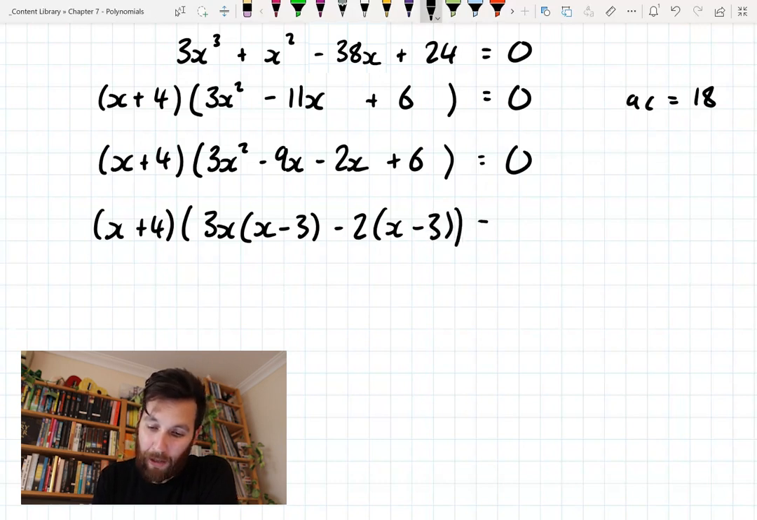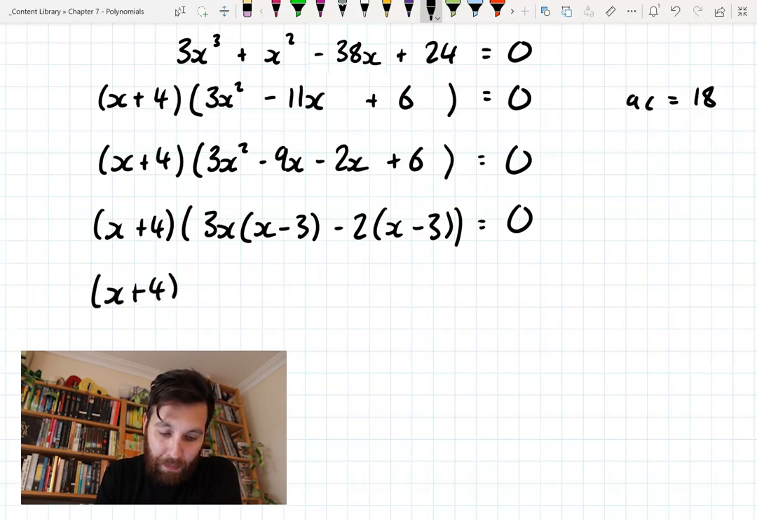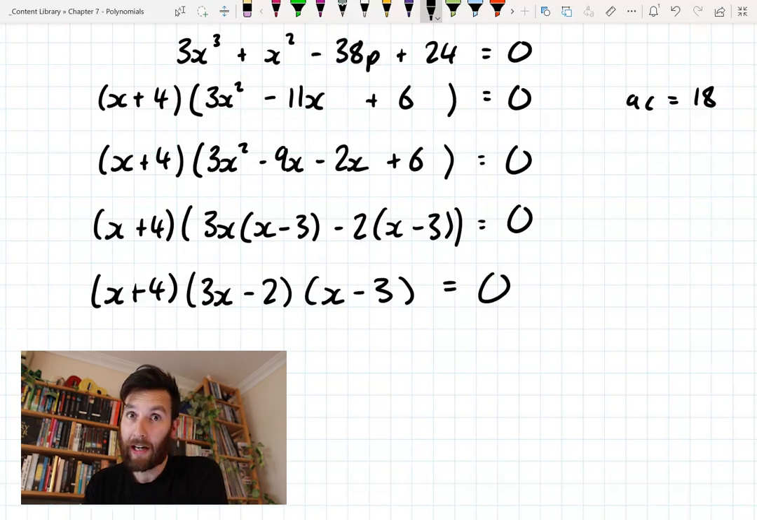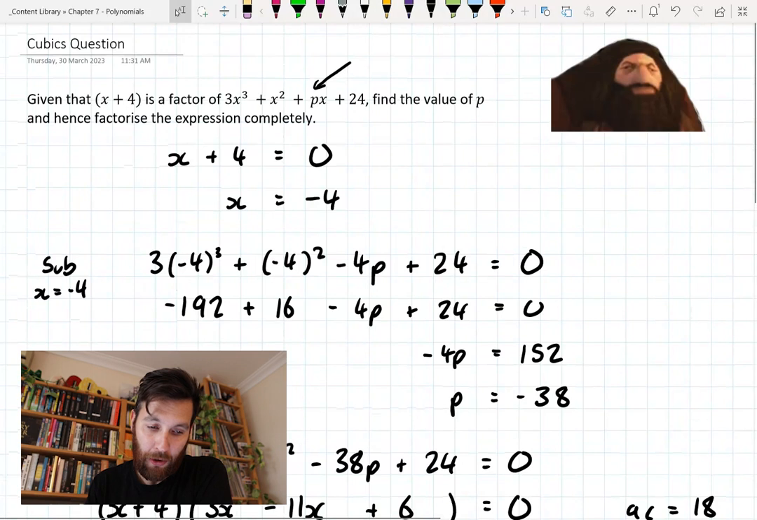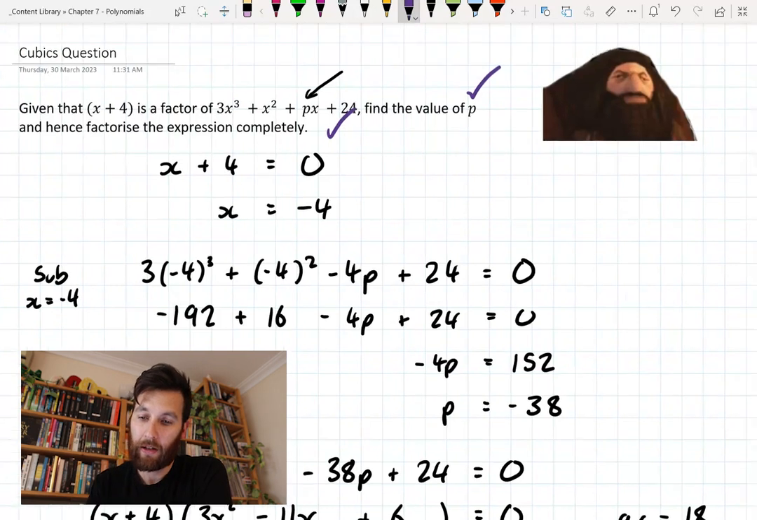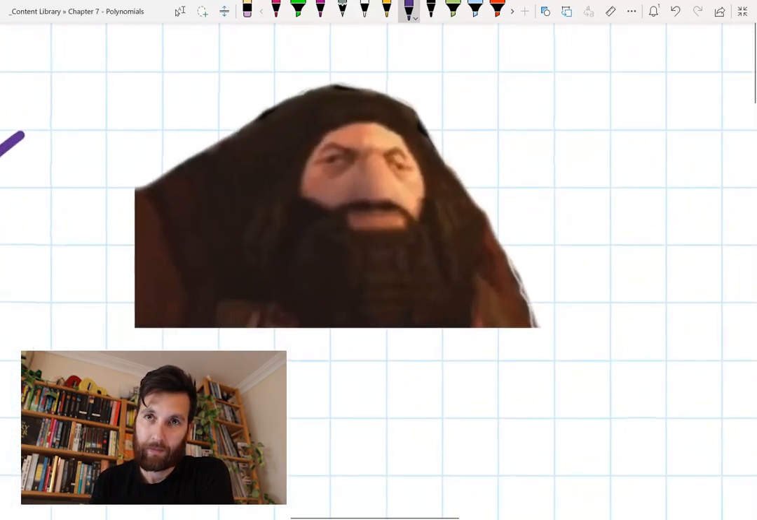So factorising by grouping is going superbly. All I need now is the last little flourish. So x plus 4, next bracket 3x take 2, next bracket x subtract 3 equal to 0. So just double checking we've done what the question asked for us to do. We found the value of p, tick, and then we factorise completely, tick. Cheers.